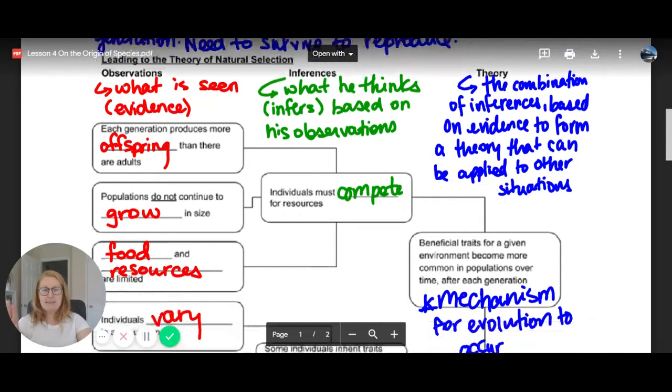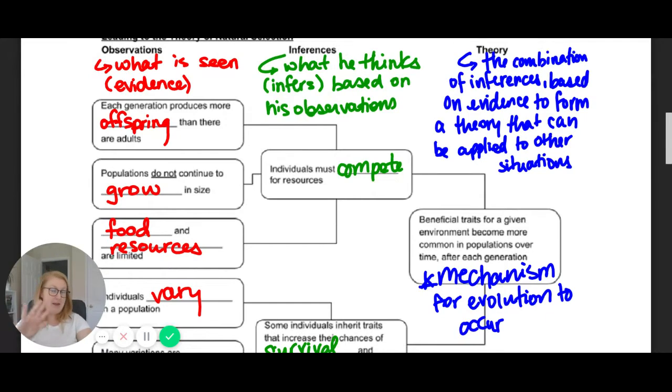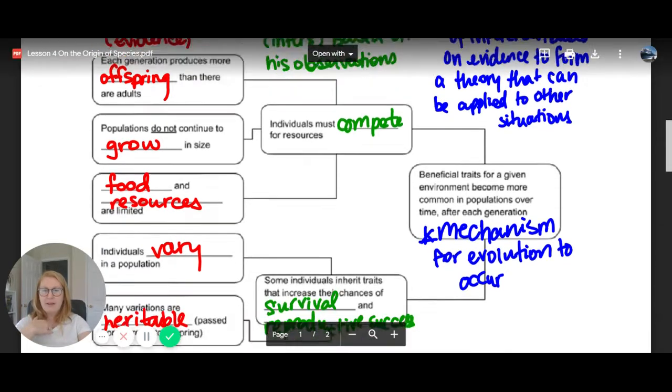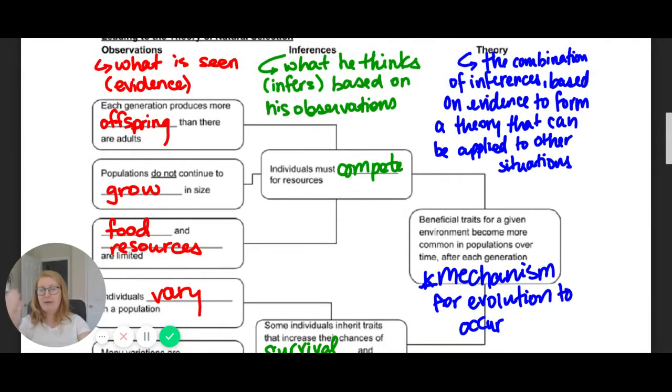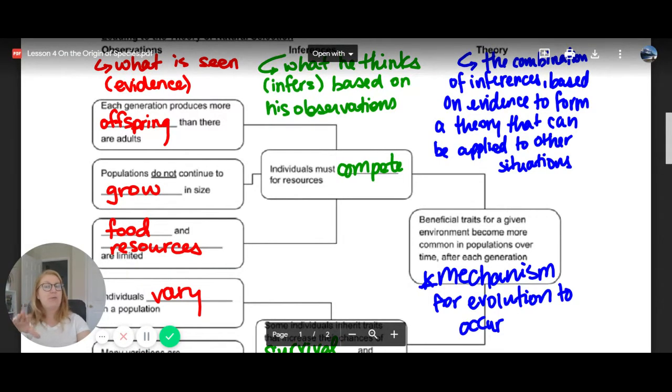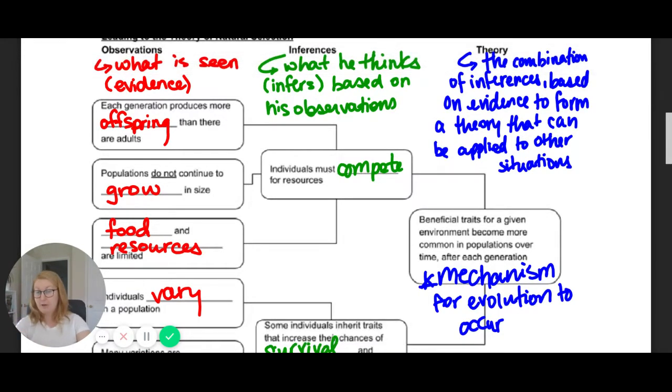The main evidences that he finds, there are really five main evidences. As I mentioned in the last lesson, he takes them from lots of different places on his travels, and then essentially he puts them together as inferences and then finally his theory. One thing he observes, which might seem kind of obvious, is that each generation will produce more offspring than there are adults. Then from there, he says, but somehow the populations don't grow in size. Typically, thinking out in the wild, of course, things like food and resources are limited.